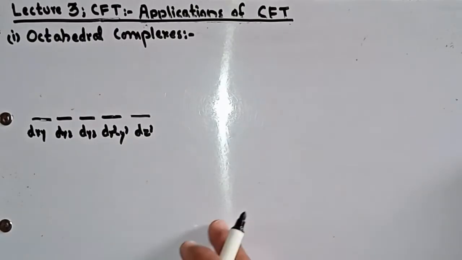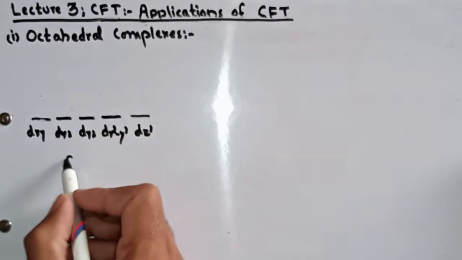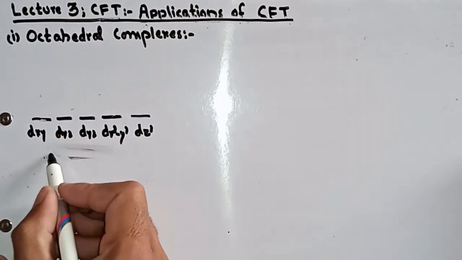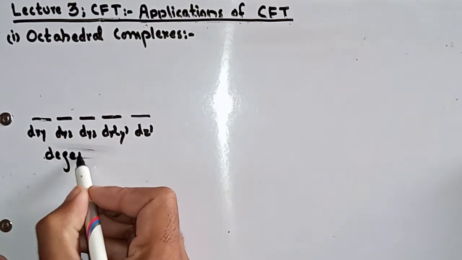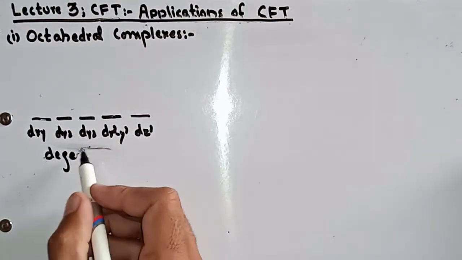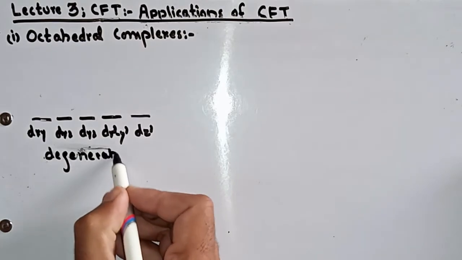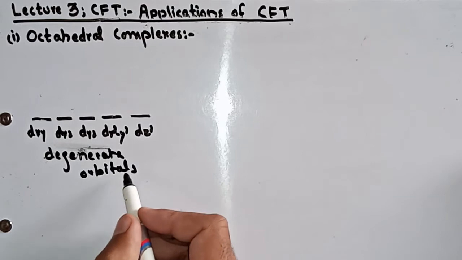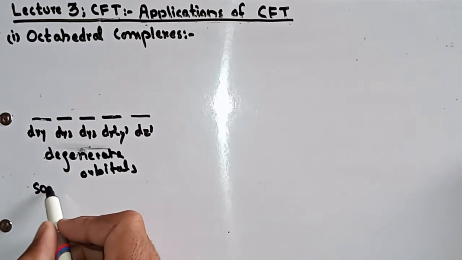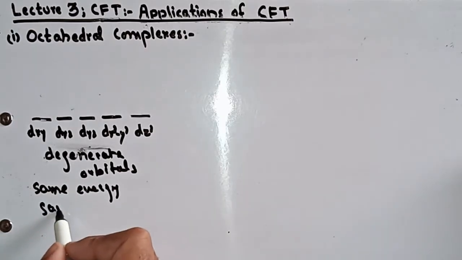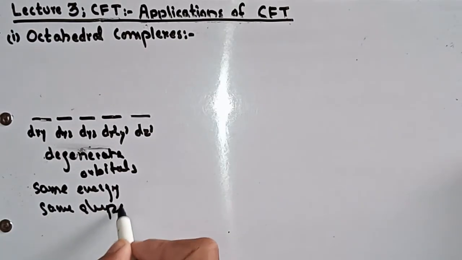So I explained to you that these are d orbitals. These all are degenerate orbitals. These all have the same energy, same symmetry, same shape, because these are degenerate orbitals.